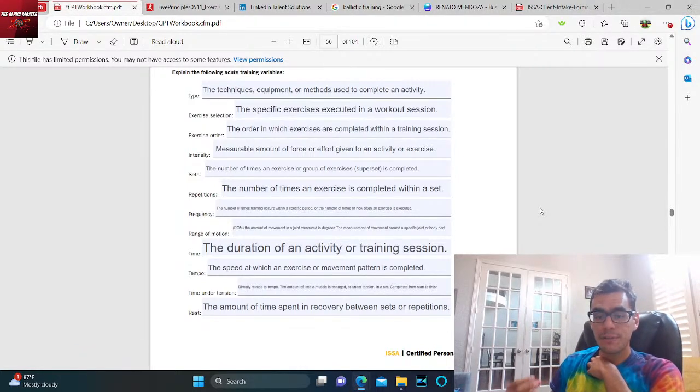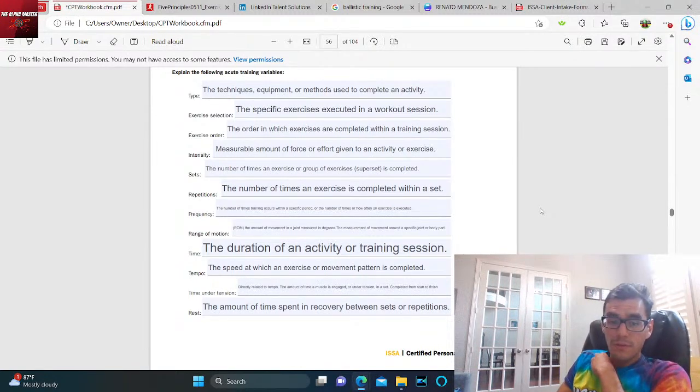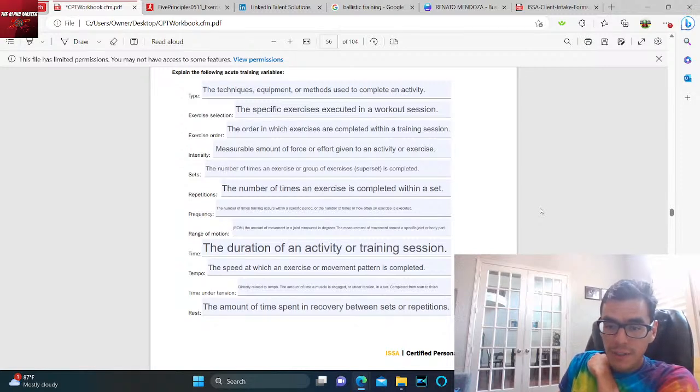So the tempo is the speed at which an exercise or movement pattern is completed. The time under tension is going to be directly related to tempo, the amount of time a muscle is engaged or under tension in a set, completed from start to finish. And finally the rest is going to be the amount of time spent in recovery between sets or repetitions.